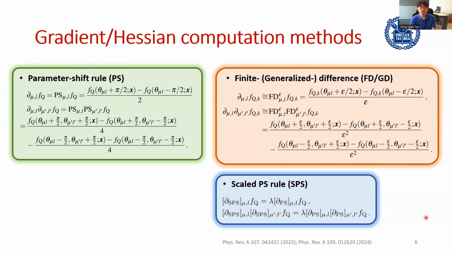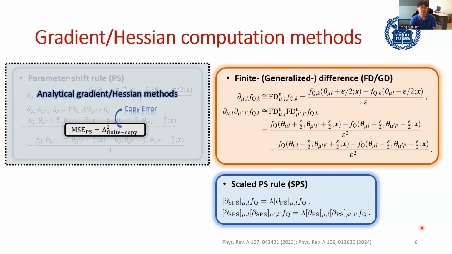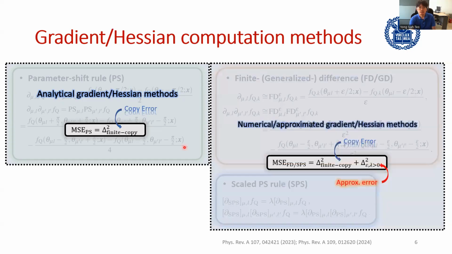But then now this prefactor will also introduce a kind of approximation error to the components computed, right? So very generally, on the left, these methods are known as analytical methods. And these analytical methods will give rise to a mean square error, which is a figure of merit that we use to compute the statistical error, or basically quantify the estimation accuracy. And this is governed by the errors due to finite copy sampling. On the right, the methods here are known as numerical methods or approximated methods.